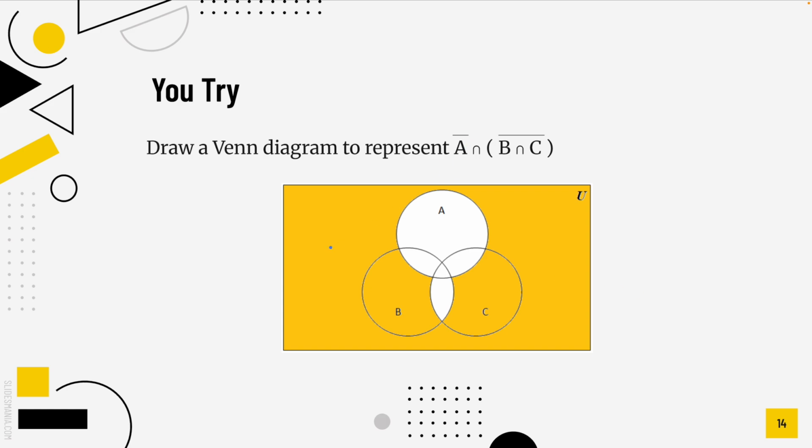So again, for not A, it's anywhere outside of the circle of A. For not B and C, so B and C would be this section here. So to shade in not B and C, it would be everything outside of this section. And then I'm looking at where has that overlapped? Well, everywhere outside of the circles, plus the piece that is just C, plus the piece that is just B.